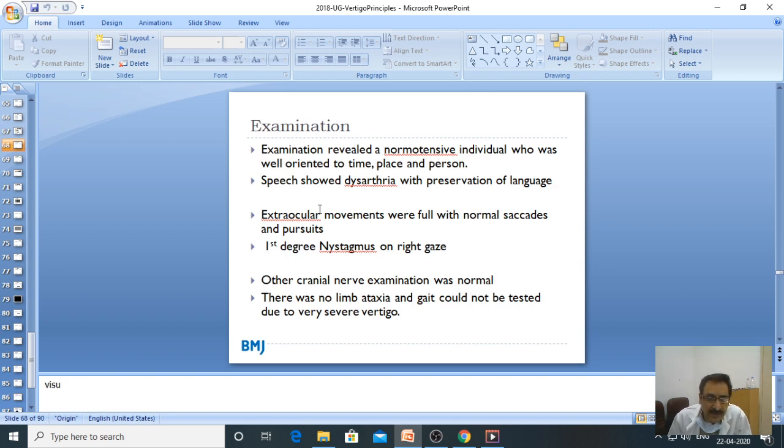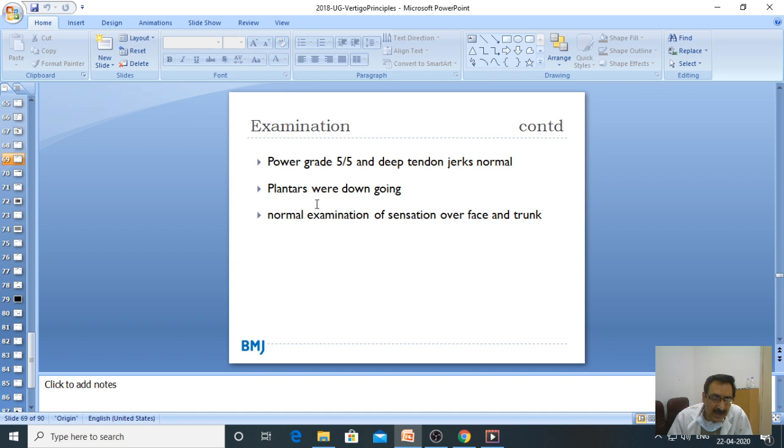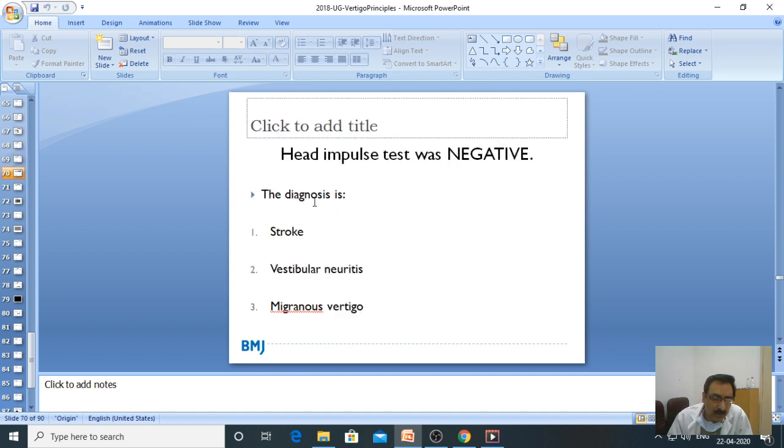So you examined him, there's mild dysarthria. Extraocular movements were okay, there was mild nystagmus, not very sure. Other cranial nerves were normal, and everything else okay on the neurological examination. So what does this patient have?